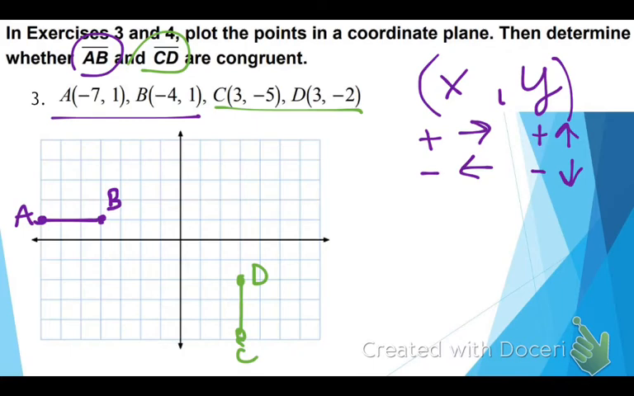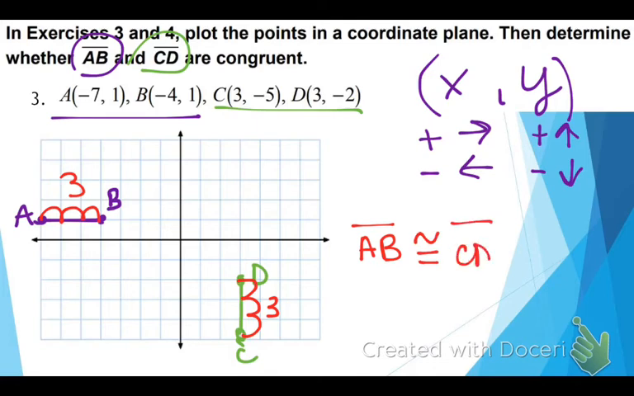Okay. So this one, you count the boxes. So 1, 2, 3. And then CD is 1, 2, 3. Are they congruent? Yes. So on your paper, you're going to write segment AB is congruent to segment CD. And then circle it or box it. I do think boxing looks nice.